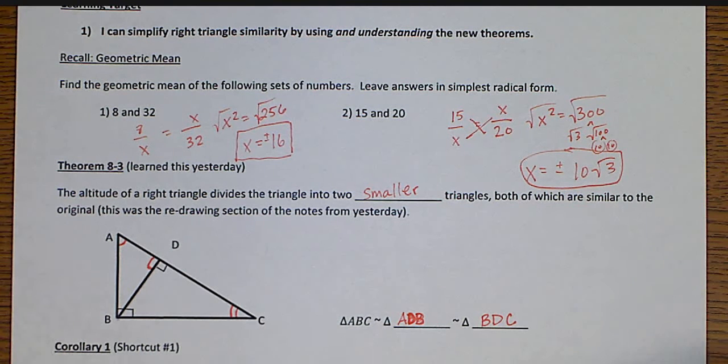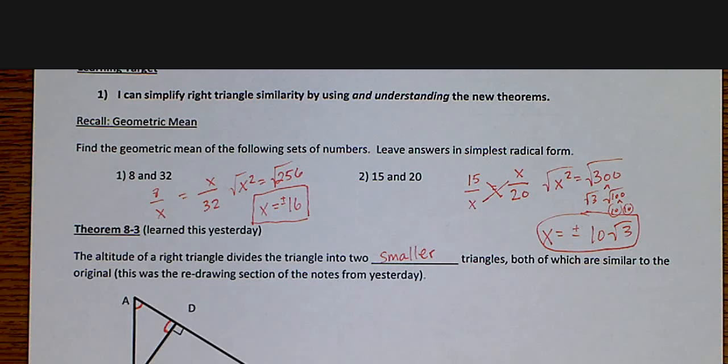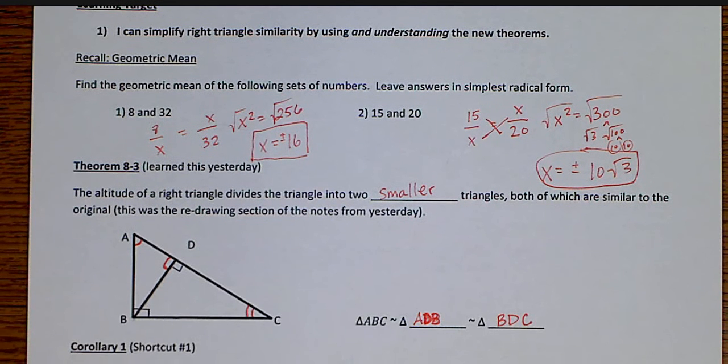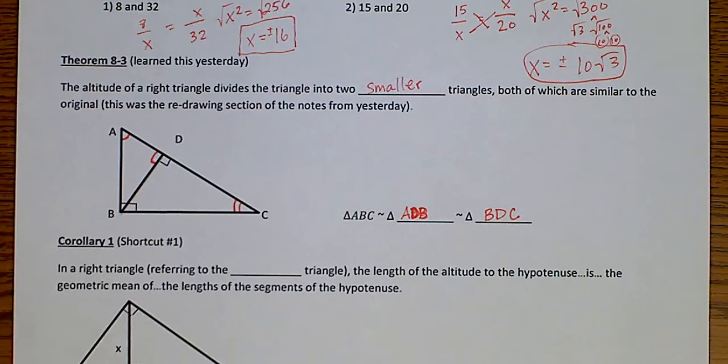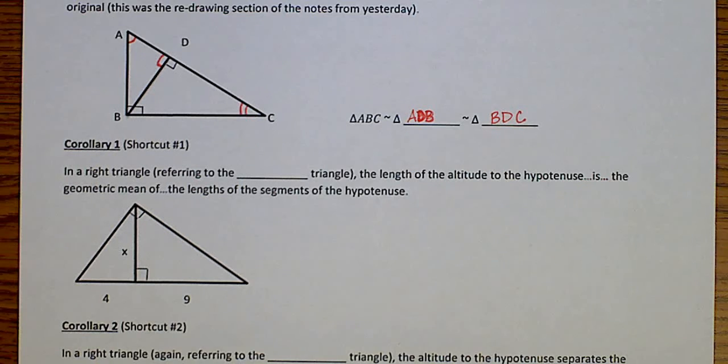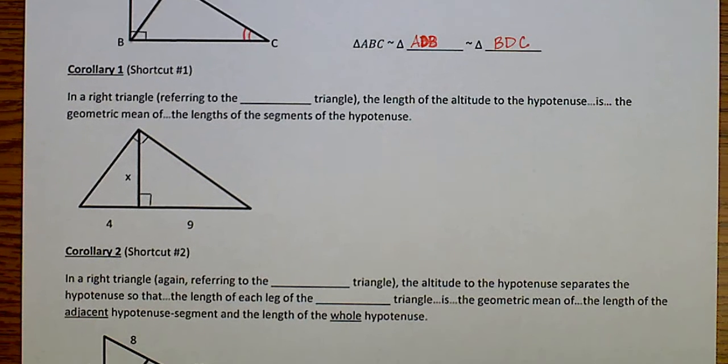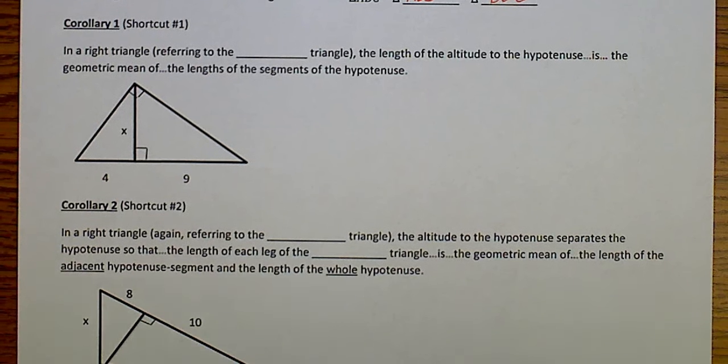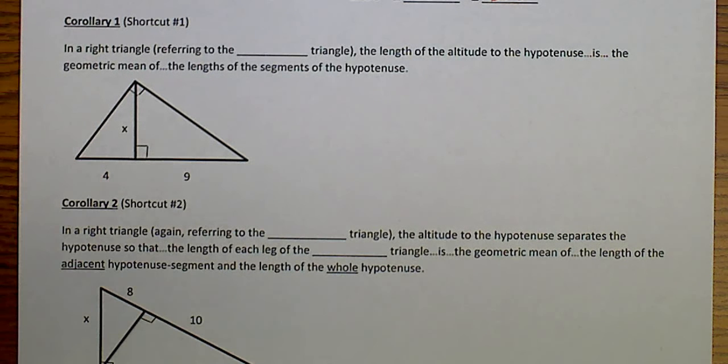We talked about it enough yesterday. If you have trouble with that or you want to see it again, I go further into why that's true in the last video, so feel free to go back and look at that. We're going to move on to the corollaries. A corollary doesn't mean shortcut. It means a logical conclusion based off of things you know. So if you know this thing, then it follows that. That's what a corollary is.